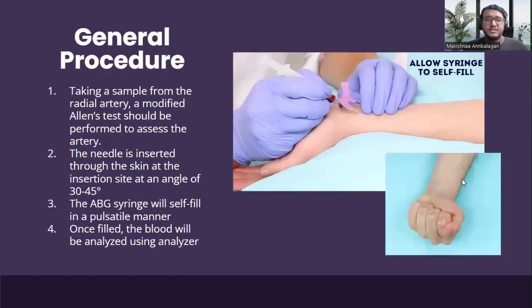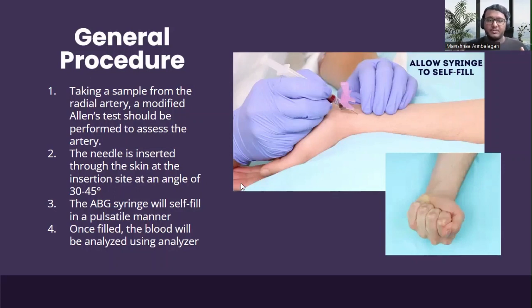Now I'll talk about the general procedures. First, a sample is taken from the radial artery. So a modified Allen's test is performed to assess the artery. So this is the modified Allen's test. It's just clenching your fist so that the radial artery is more presentable. Next, the needle is inserted through the skin at the insertion site at a 30 to 45 degrees angle.